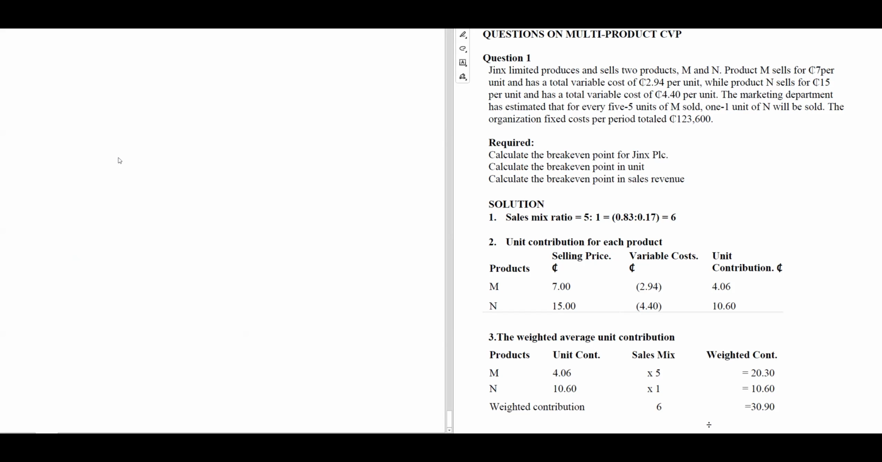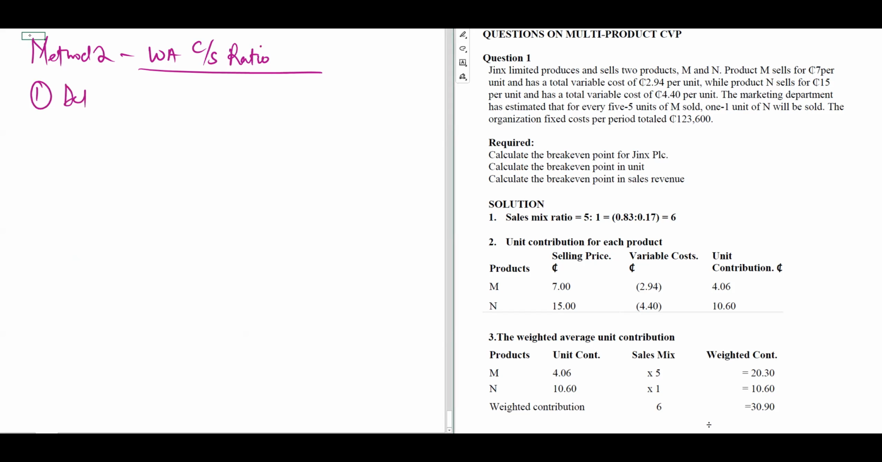So we wrote it down. Okay, so this is method 2, where we use the weighted average CS ratio. Here, the first step is still to determine the sales mix.